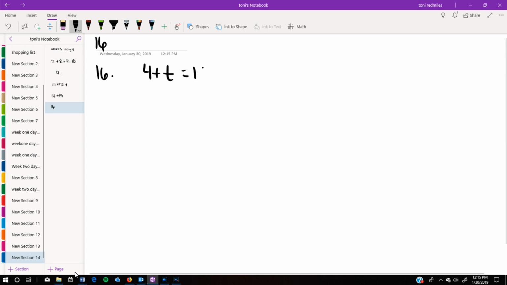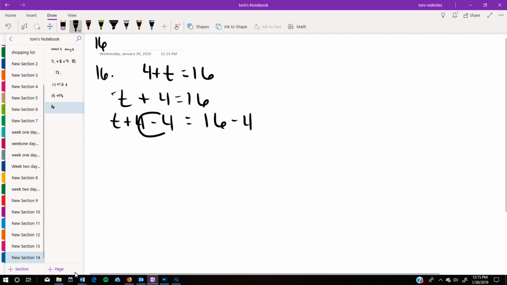As you know, I don't like the way this is written, so I'm going to flip-flop the terms. Okay, just take their signs with them when you do it, so this one's still a positive. Okay, the 4 is adding to the t, so in order to get my 0, I got to subtract it from both sides.